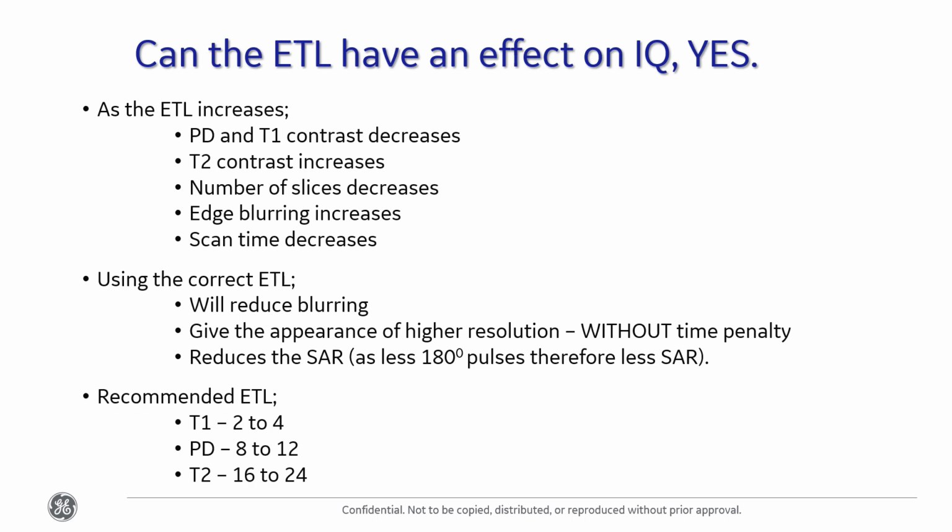So what are the recommendations? If you're doing a T1 weighted sequence, you should be using an ETL of about 2 to 4. If you're doing a PD, whether it's FAT-SAT or non-FAT-SAT, you should be looking at ETL lengths of 8 to 12, depending on the TE that you're after. And on T2 weighted sequences, again, whether they're FAT-SAT or non-FAT-SAT, you should be looking at ETL lengths around 16 to 24.